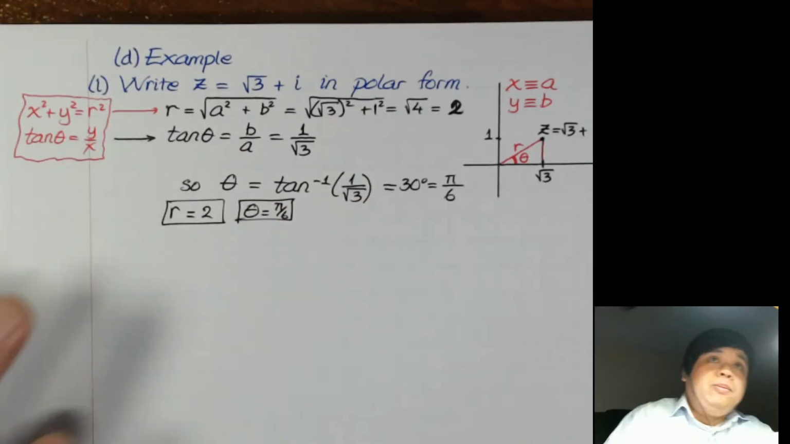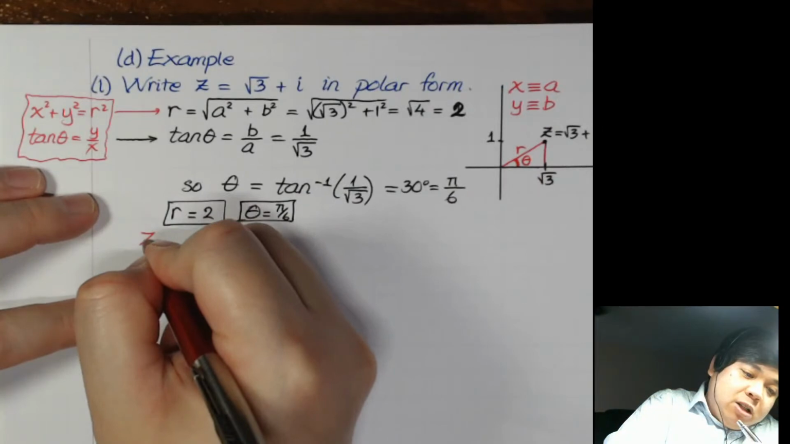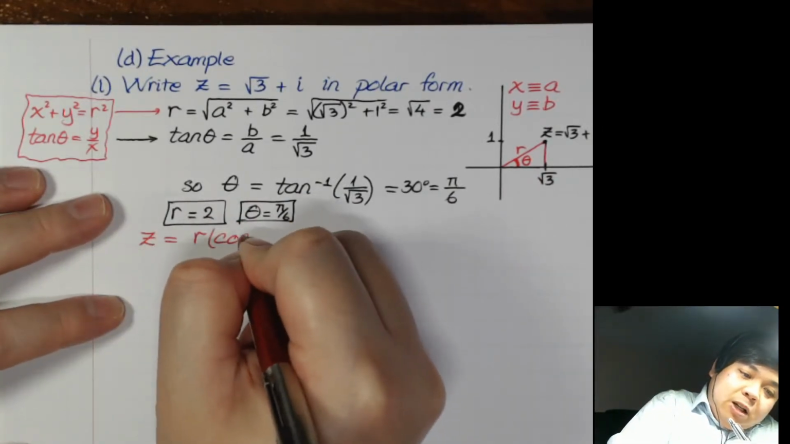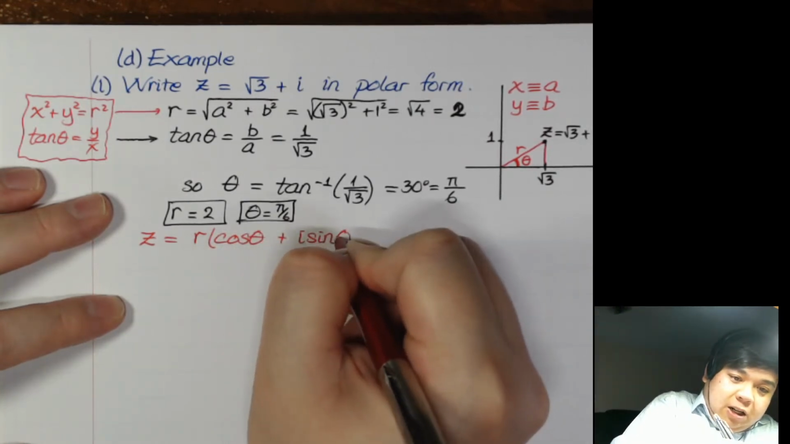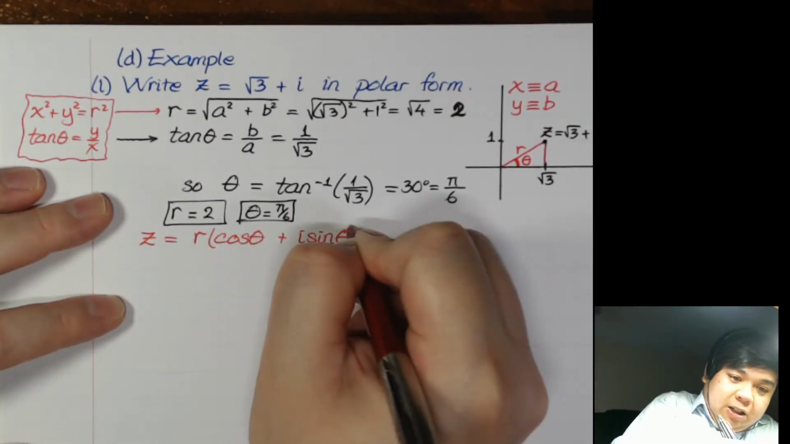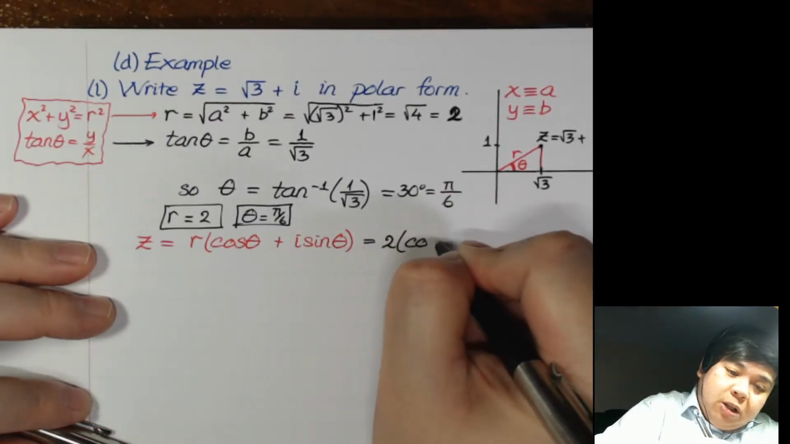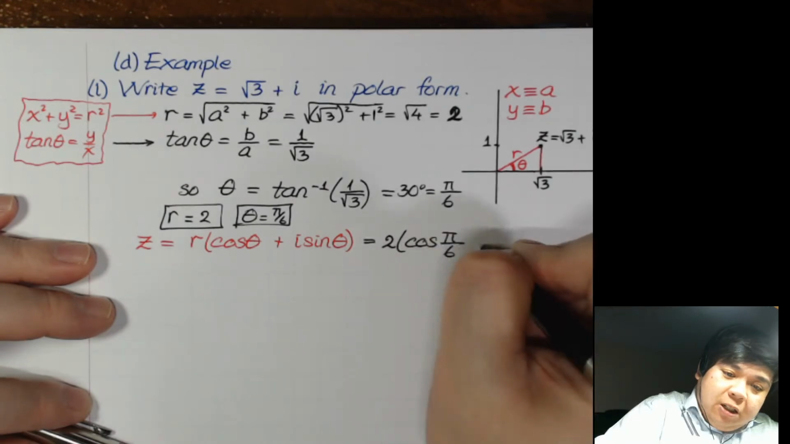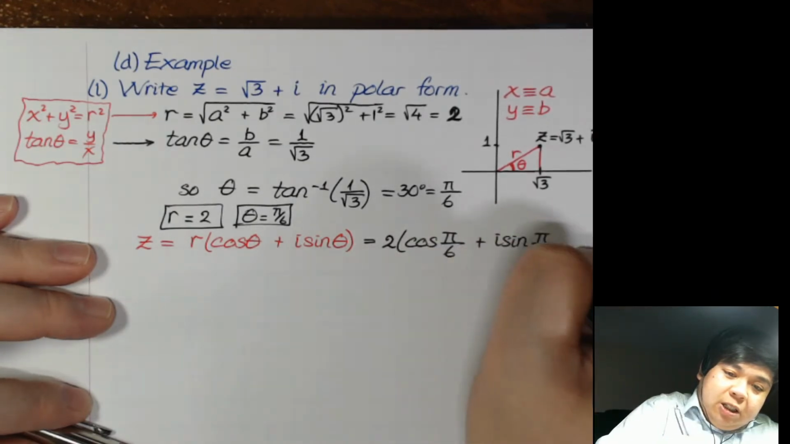And then we put the complex number. Instead of a plus bi, it's going to be r cosine theta plus i sine theta. So putting in the information, we have 2 cosine pi over 6 plus i sine of pi over 6.